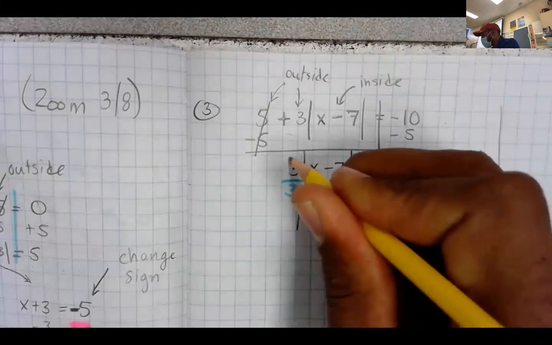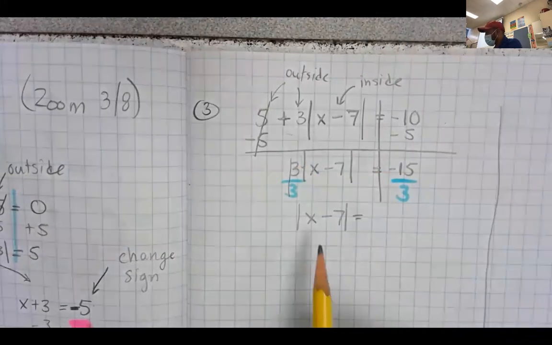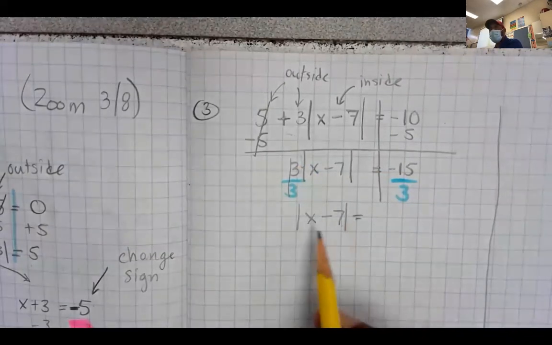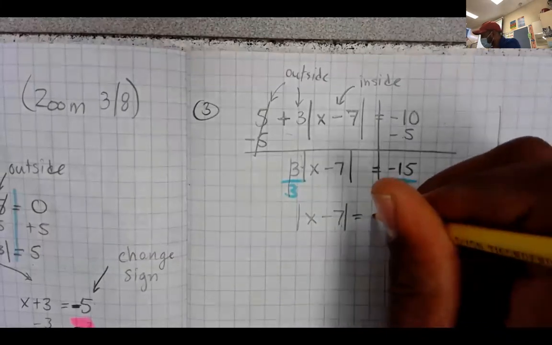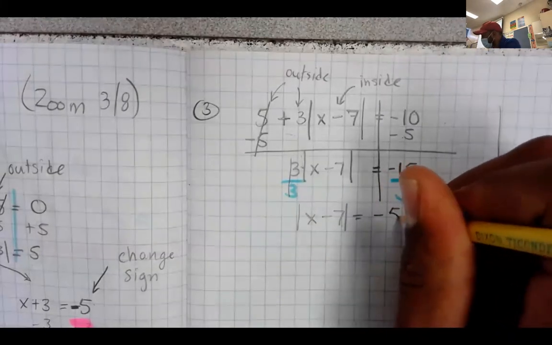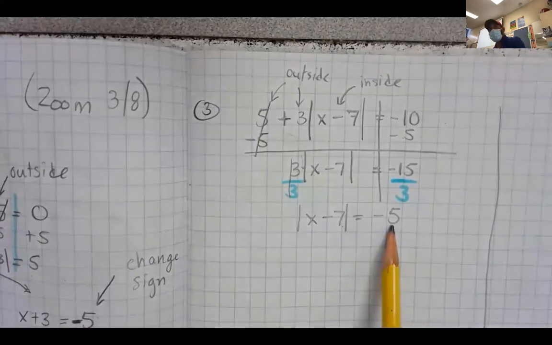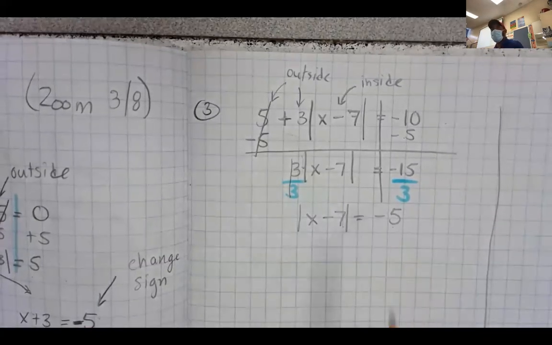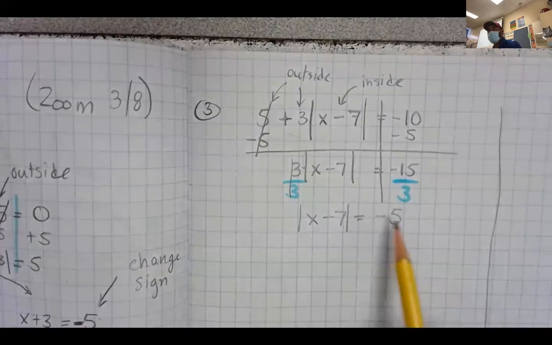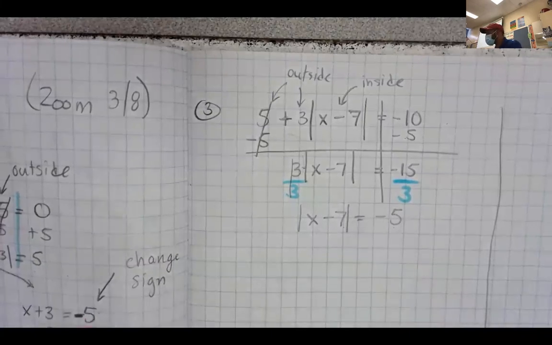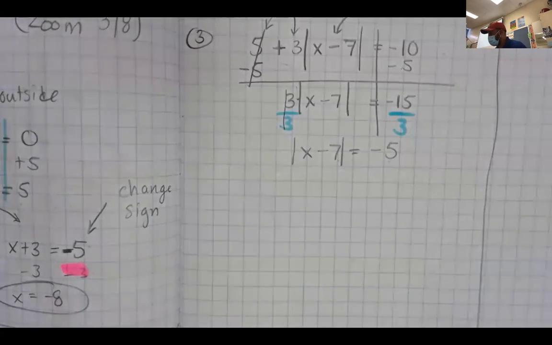Now, this cancels, and now I have only the absolute value of x minus 7 on one side. Now it's isolated. I apologize that every example has had a 5 here. That's not on purpose, it just happened to have a 5. That will be a different number sometimes.